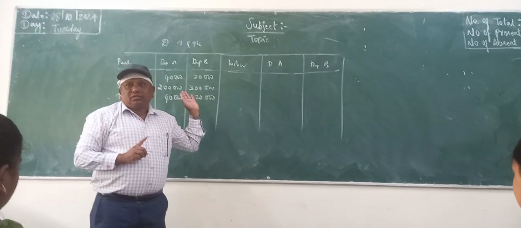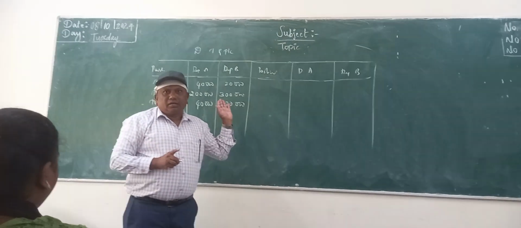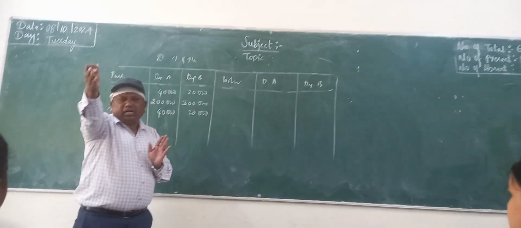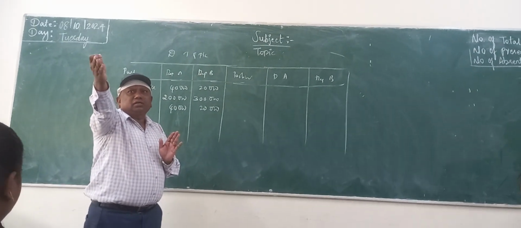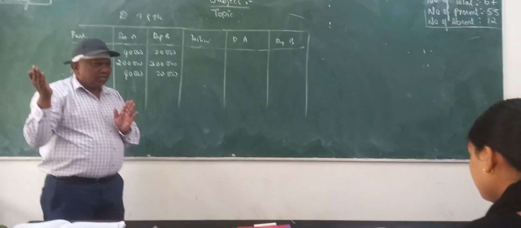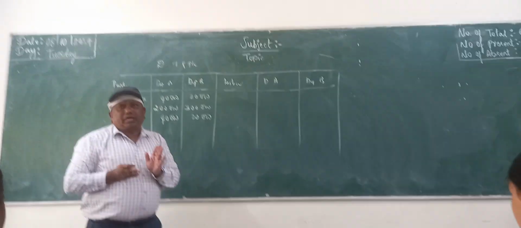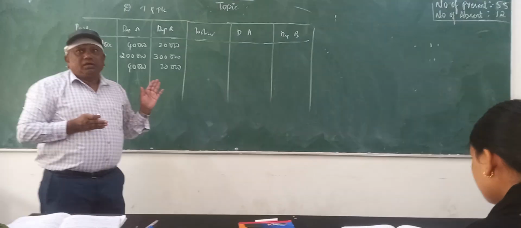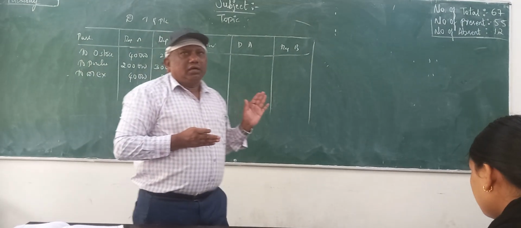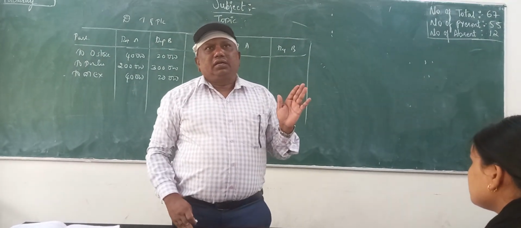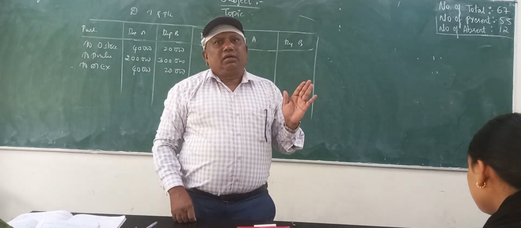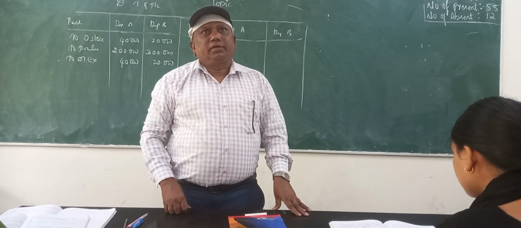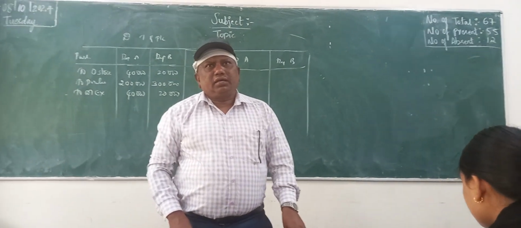Next we have carriage inward. The total is given, and I should bifurcate it between A and B. How to allocate? We need a ratio. Which ratio? It is not given. Then how to allocate? Equally?